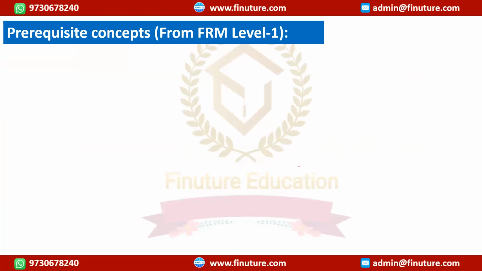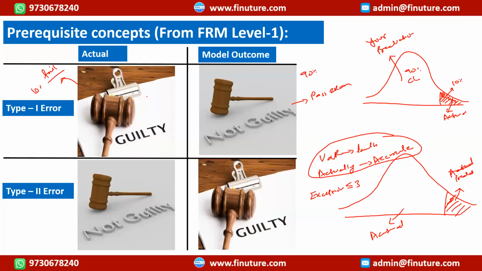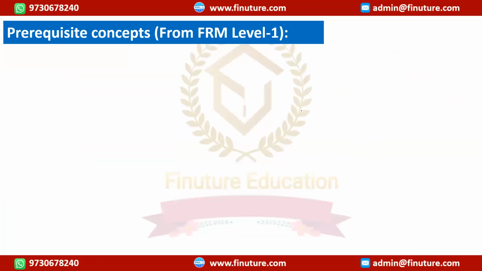So another prerequisite that we need: we covered hypothesis testing over here, 90% confidence, and that's the assumption that you are trying to test, and type 1, type 2 errors. Now we are trying to calculate the binomial, but before that, let's see VAR. Because if you were to backtest your VAR model, first you need to understand what value at risk is.